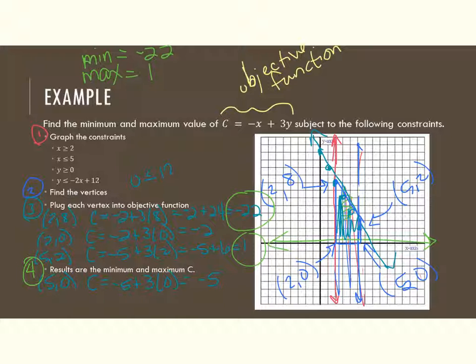You need to make sure you have these steps right now. There's 4 of them here. Graph the constraints, find the vertices, plug the vertices in, find the minimum and the maximum. Let's look at one more example.